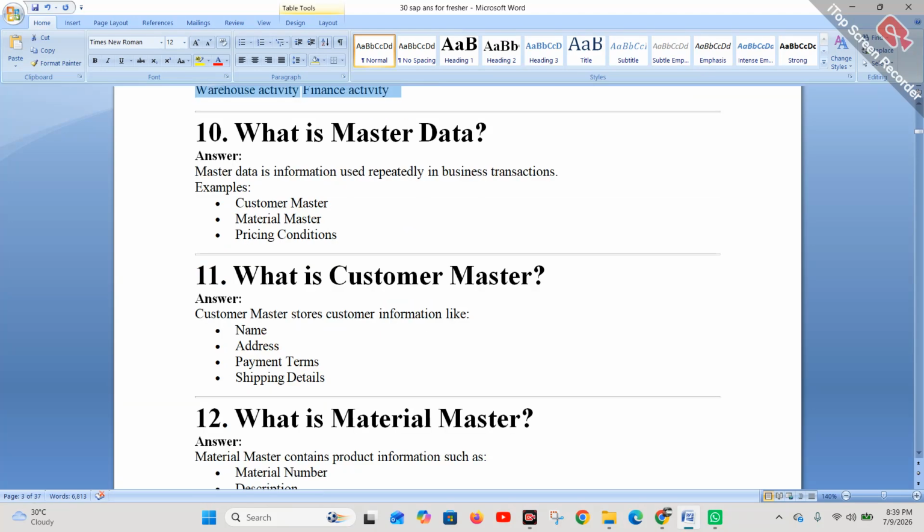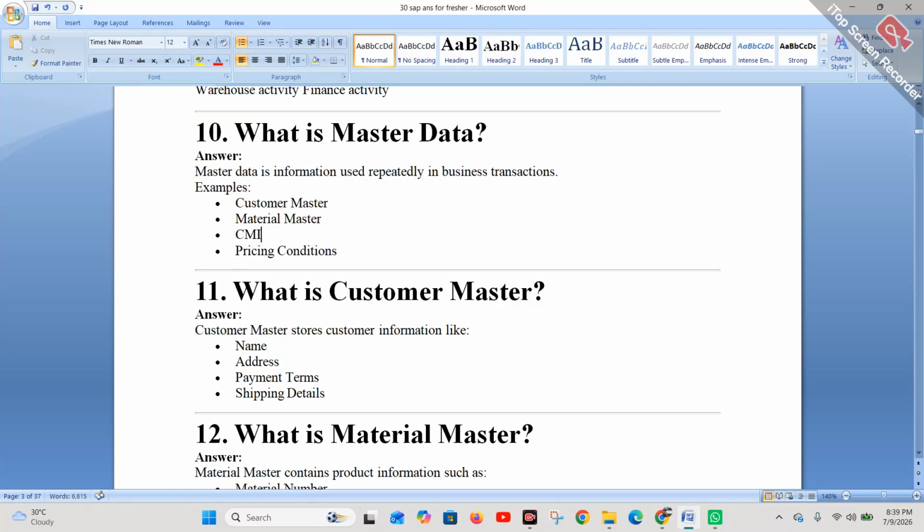Next question about the master data. The master data is the information that is created once and used repeatedly in the business transactions. There are three types of master data: customer master data, material master data, customer material information record, and pricing master data.